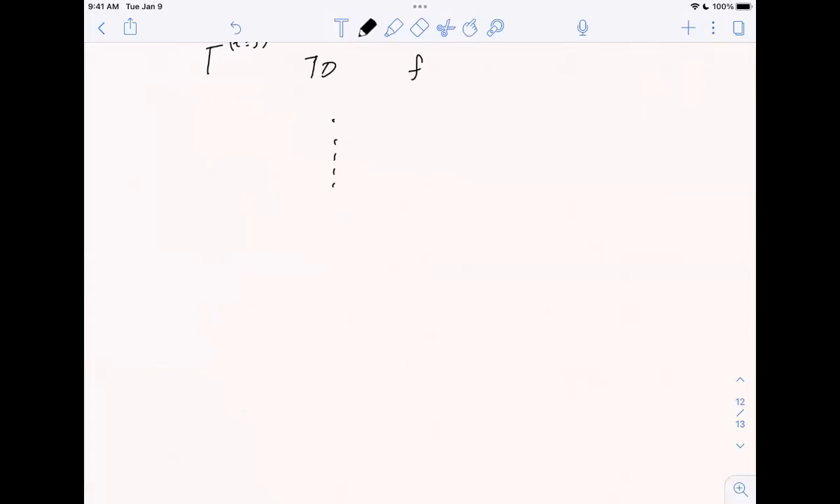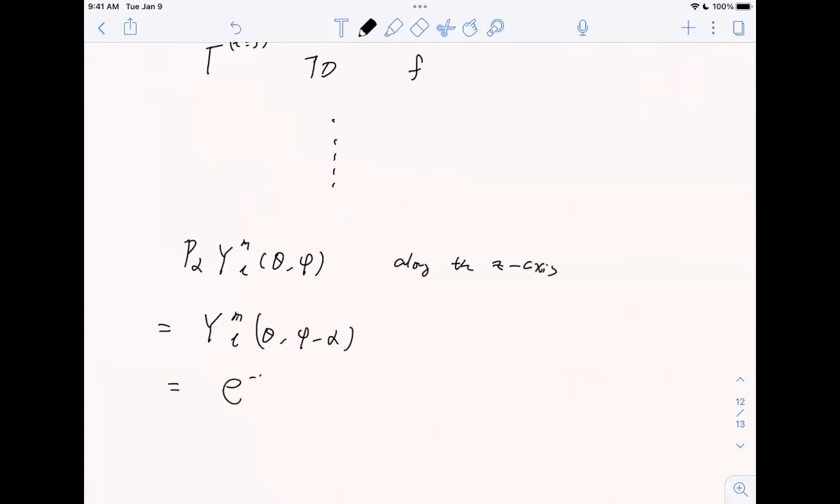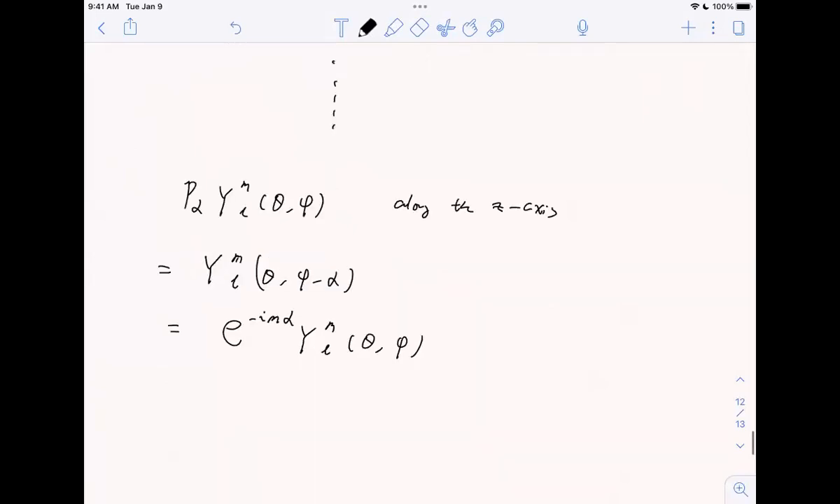Okay, let's get the character. If you apply this on the spherical harmonics along the z-axis, according to the property of the spherical harmonic, what you will get is a phase factor like this. We dealt with this before. Because you're simply doing a rotation along the z-axis, this factor will come out. And this is the character.